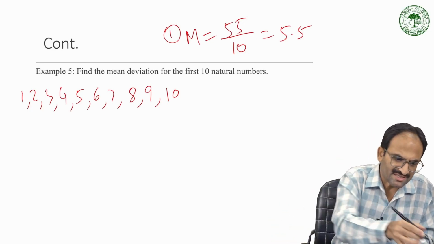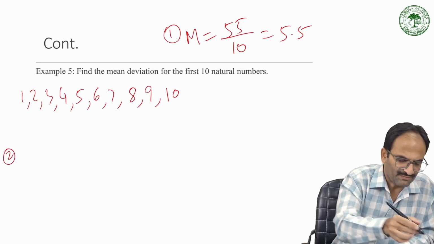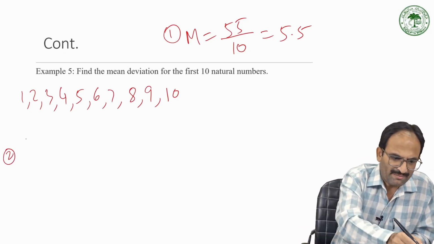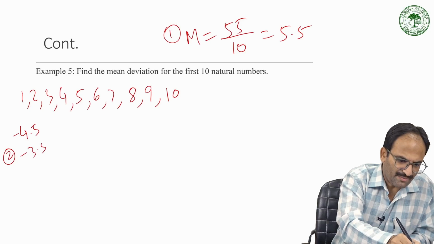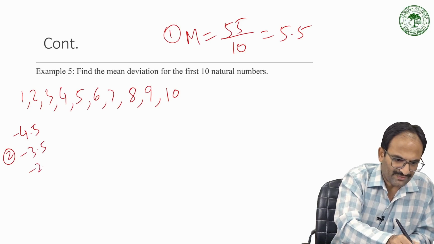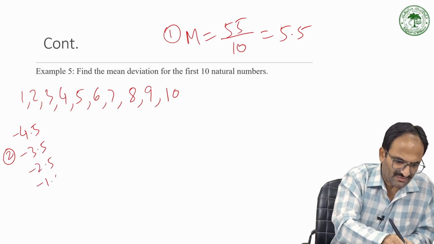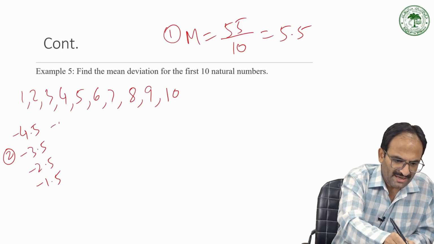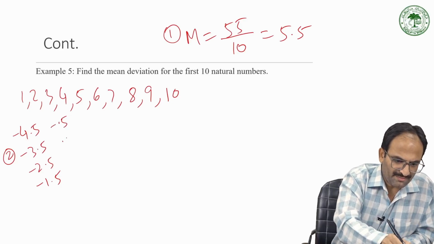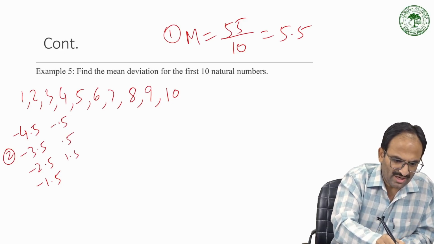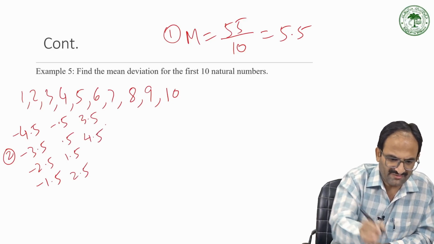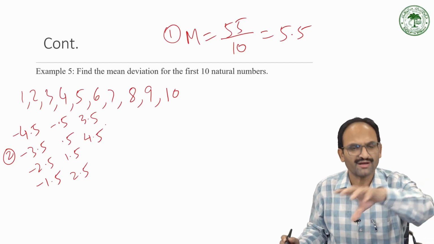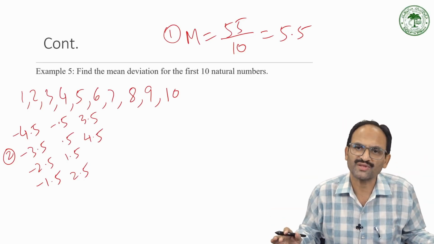Now in the next step we are going to calculate the deviation. So 1 minus 5.5 is minus 4.5, then minus 3.5, minus 2.5, minus 1.5, then minus 0.5, then 0.5, then 1.5, then 2.5, then 3.5 and finally 4.5. So for every number you have calculated the deviation.